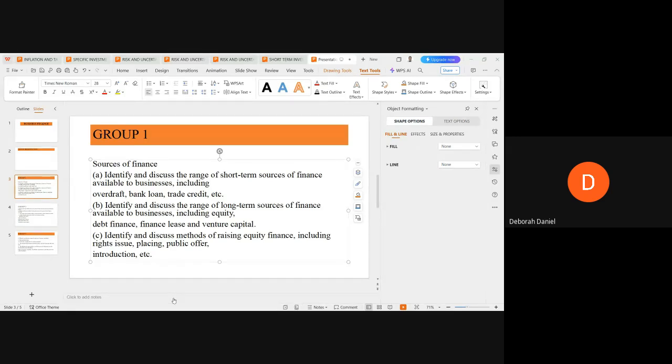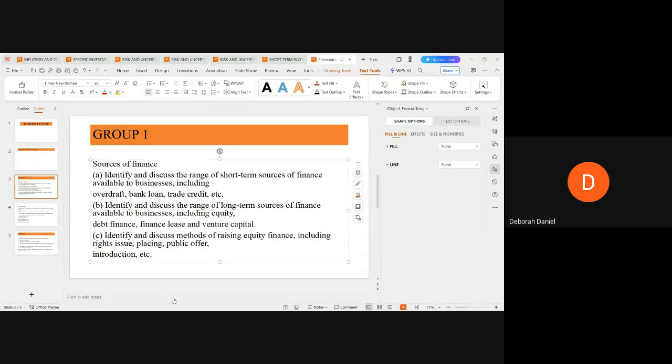Companies also need long-term finance to buy big assets like land, buildings, and machines to support their long-term growth. The main sources of long-term capital are equity finance, debt finance, and lease finance. I'm going to explain briefly what they really mean.